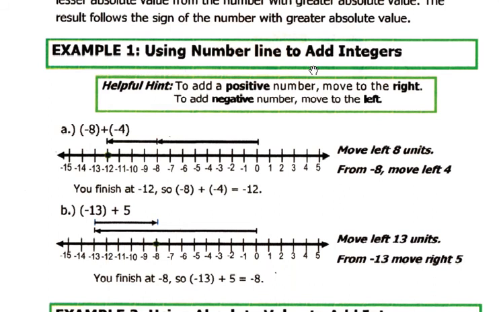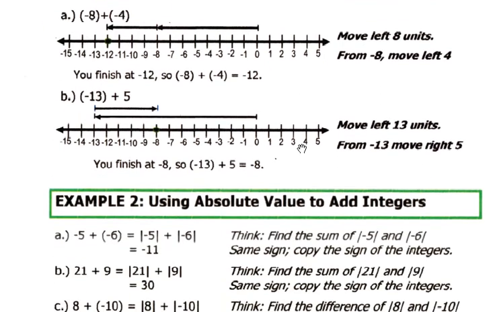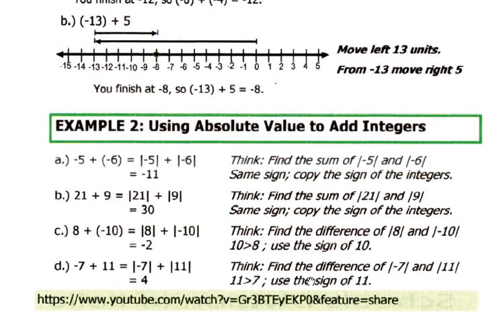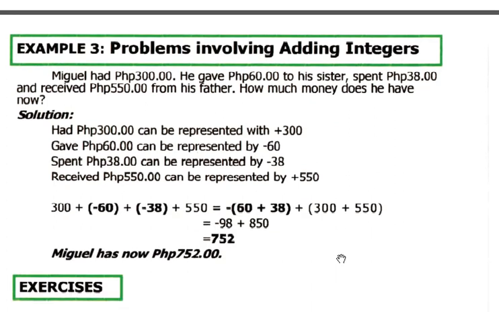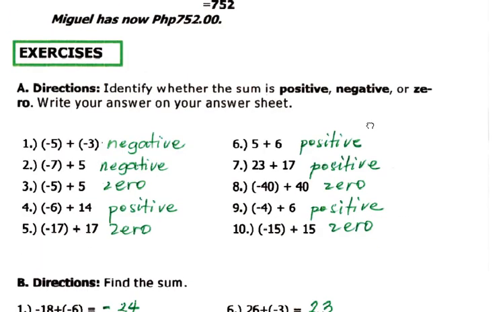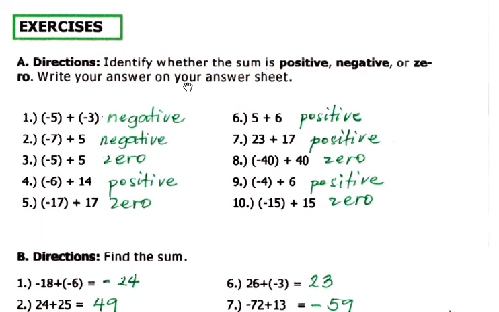Using number line to add integers, we have a helpful hint here. To add a positive number, you have to move to the right from 0. Then to add a negative number, move to the left. There are a few examples here. Examples 1, 2, and 3 will illustrate that, and I will leave that to you to learn independently. Let me proceed with the exercises.